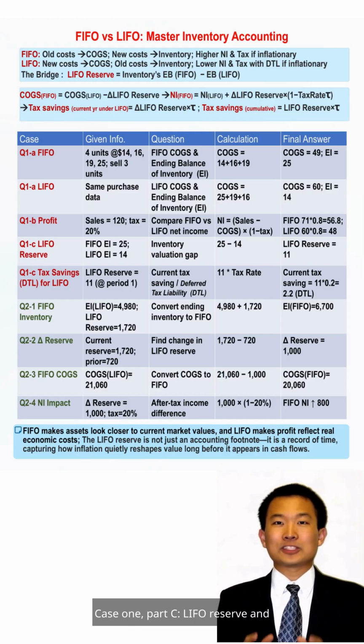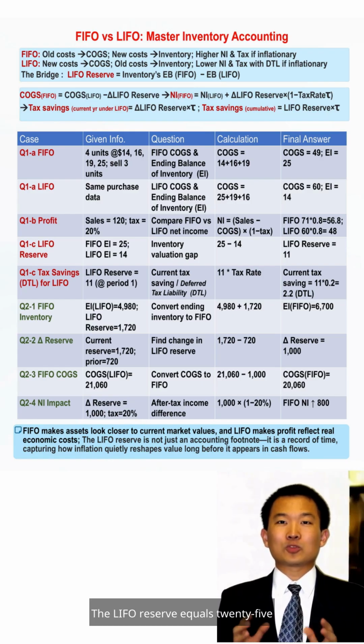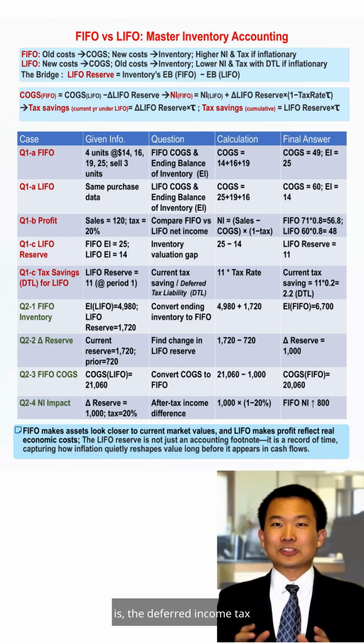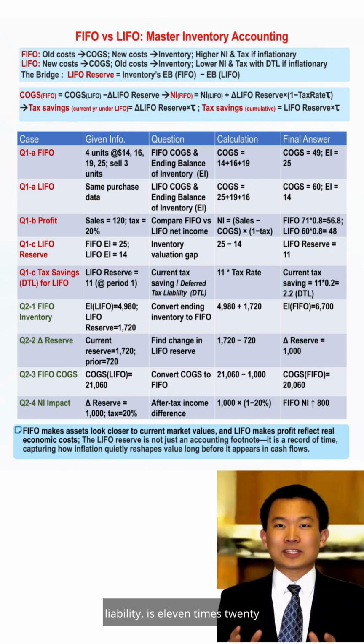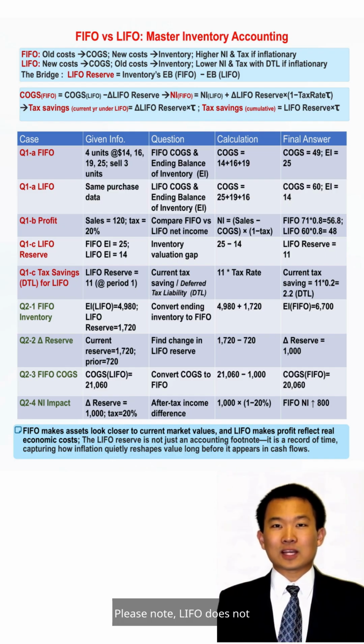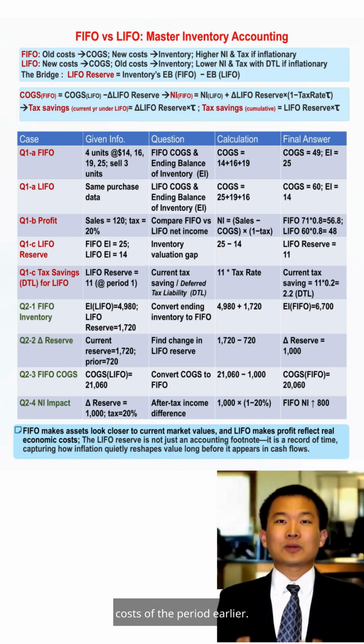Case 1, Part C, LIFO reserve and tax savings. The LIFO reserve equals 25 minus 14, which is 11. The corresponding tax savings, that is the deferred income tax liability, is 11 times 20%, which equals 2.2. Please note, LIFO does not understate a company's performance. It simply recognizes the actual costs of the period earlier.